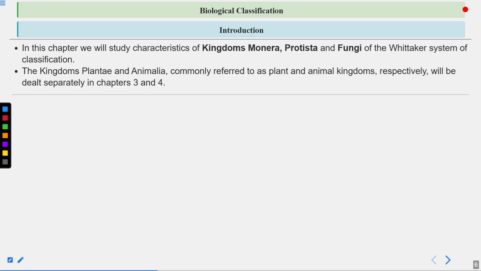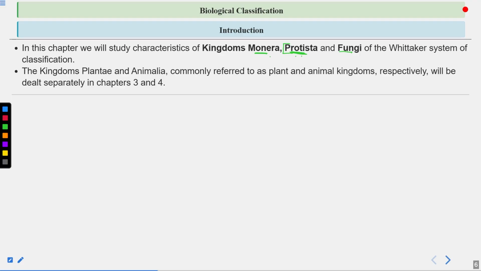Okay, then coming to kingdom Protista. Kingdom Protista, you have to remember, includes all the unicellular eukaryotes. Prokaryotes are only included in kingdom Monera. From Protista onwards, you have all the eukaryotes. Fungi also include eukaryotes. Plants also include eukaryotes. Animalia, these are also eukaryotes. Okay, so you have to remember, Protista includes unicellular eukaryotes.